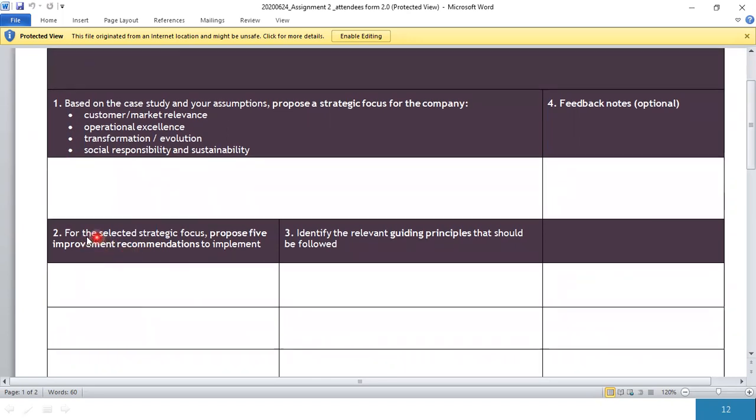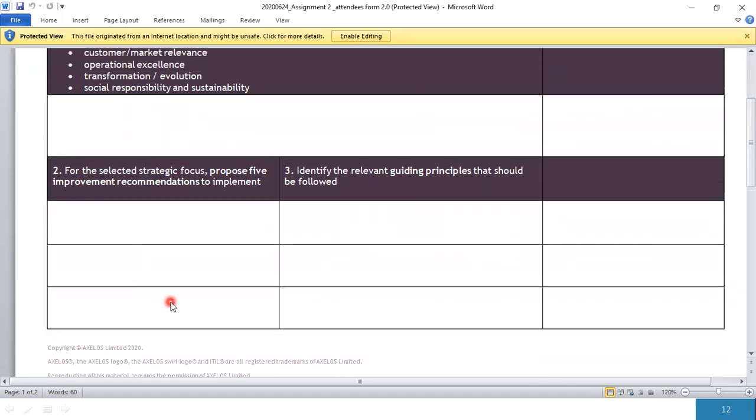Question number two is, for the selected strategic focus, propose 5 improvement recommendations to implement. And so you will have 5 entries below. And for each of them, you need to identify the relevant guiding principles that should be followed.